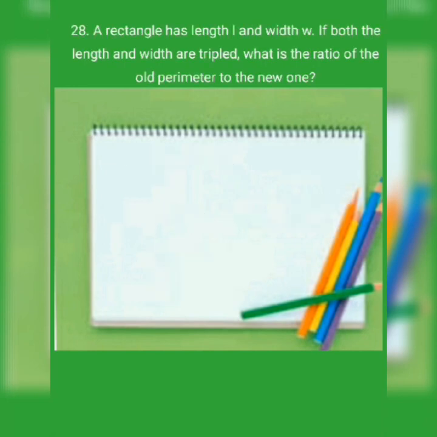A rectangle has length L and width W. If both the length and width are tripled, what is the ratio of the old perimeter to the new one?